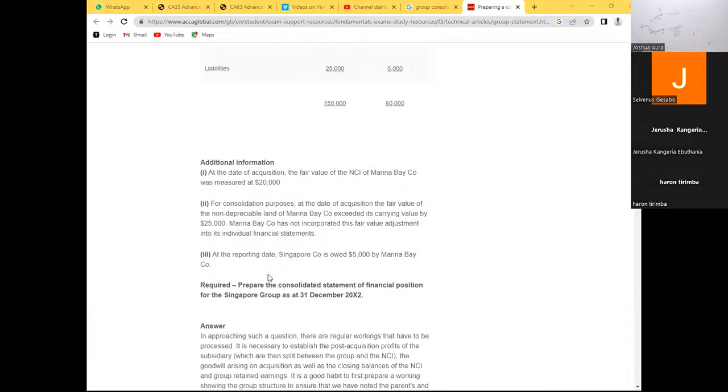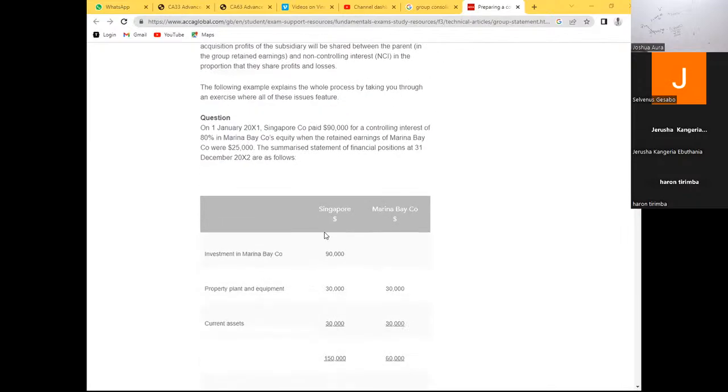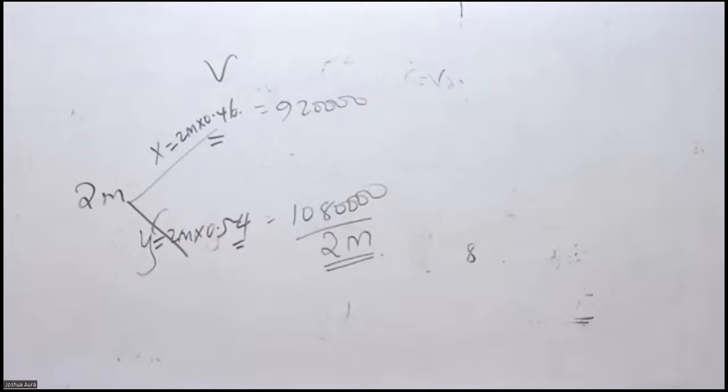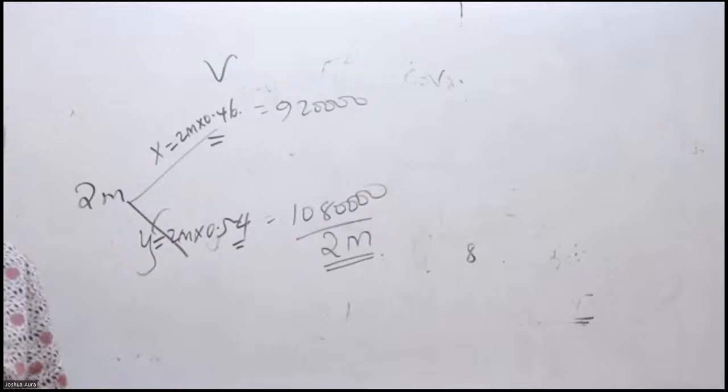Remember, everything you write in Excel will be given a tick there. So how far shall we be able to go? If I'm given this kind of question, if it's a group question, where do I start from? Ladies and gentlemen, what I will do is come straight away and mark my group structure.